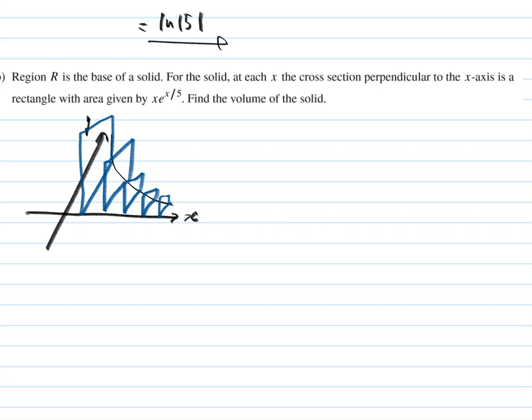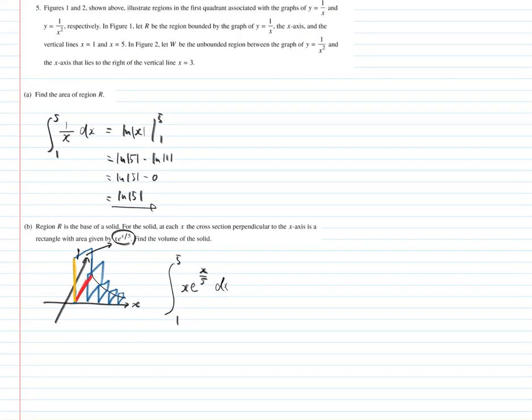And usually you think of how long is the base and how long is the height here. But in this question, the area of each rectangle is already given. So it's just the integral from 1 to 5 of x e to the x over 5 dx. Pretty simple, but you have to take a moment to realize that you don't have to do anything else. You just use the equation given in the question.